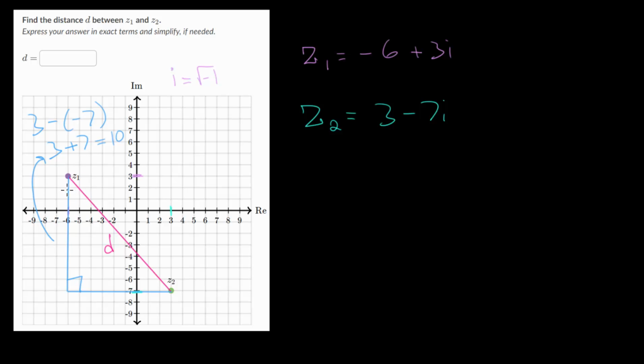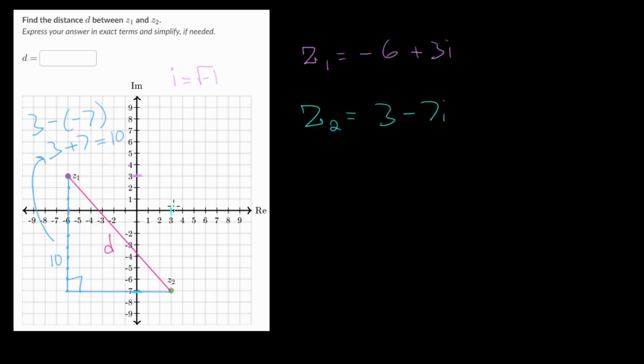And like I mentioned, we could have also counted. Notice that it takes 3 just to get to the real axis, and then we count another 7 down to the imaginary component of z2, and that total distance is 10. So the length of this vertical component here is 10, and we'll follow a similar procedure to figure out the length of the horizontal component.